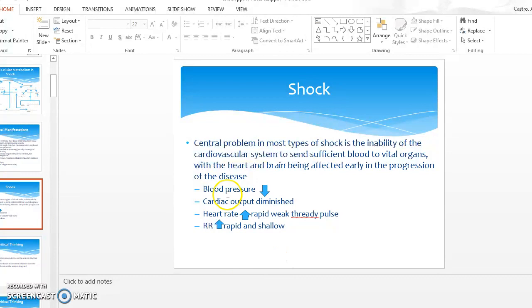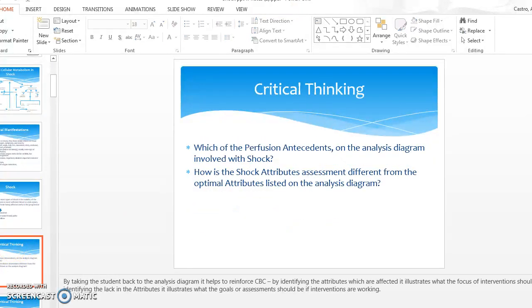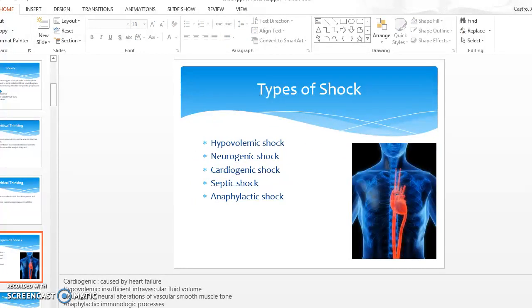So like we said, our blood pressure tanks, our cardiac output tanks, and heart rate might go up in an attempt to compensate, as well as our respiratory rate. So some stuff to look at, the perfusion concepts.